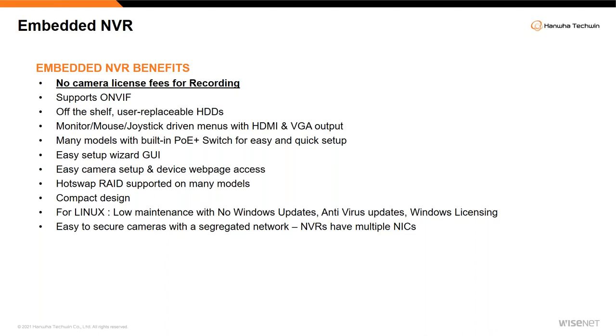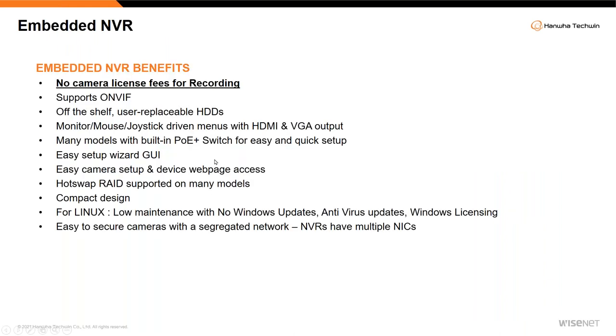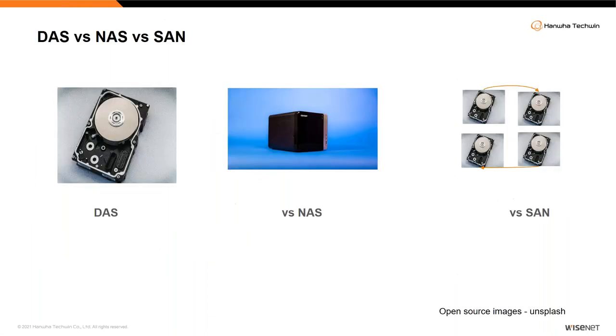Okay, the final topic for today is just one slide: DAS, NAS, and SAN. Very simple. These are different types of storage used for recording in CCTV. DAS is direct attached storage. If your hard disk is directly attached to a recorder, if inside the recorder there is directly attached storage, that is DAS. In your laptop there is one hard disk, DAS. In your CPU there is one or two hard disks, DAS, directly attached storage.